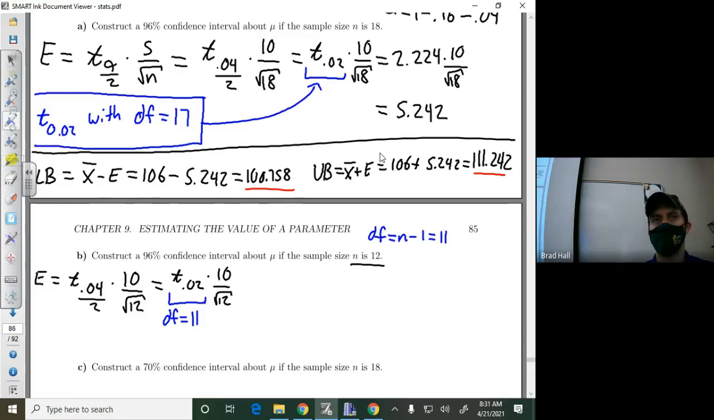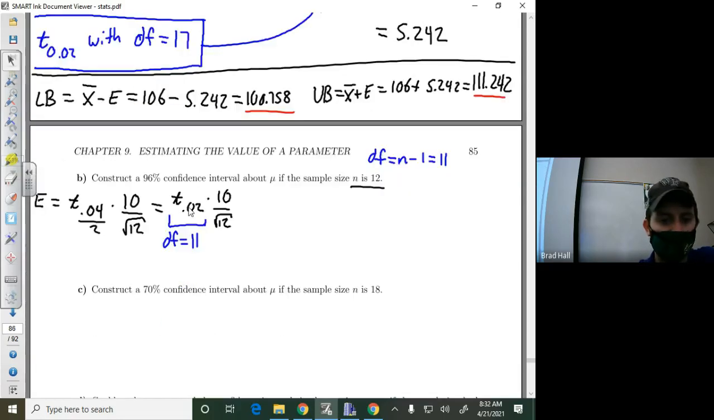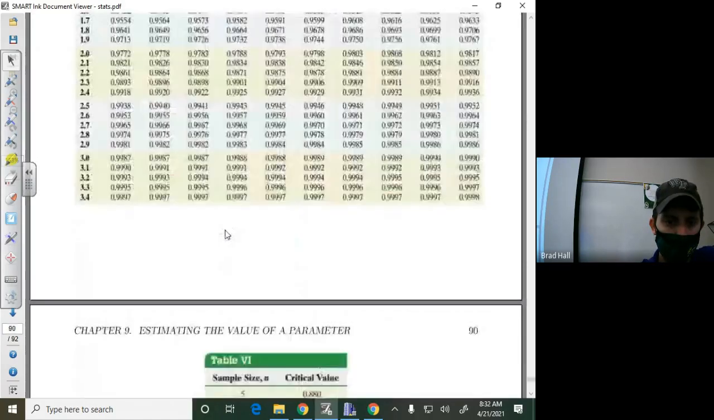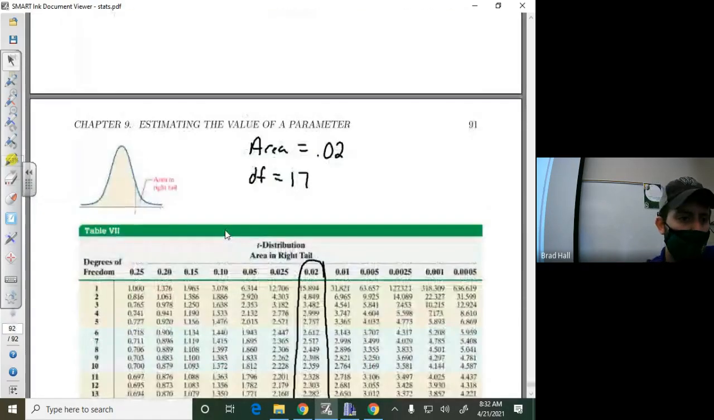That's another reason, or that further supports, that the t distribution will change if you have a different value of n. So now we have to go find that value. The area is the same, 0.02, but we're going to look at a different row on our table. That's what changes here. So let's go find that value now. 0.02, and degree of freedom is now 11.